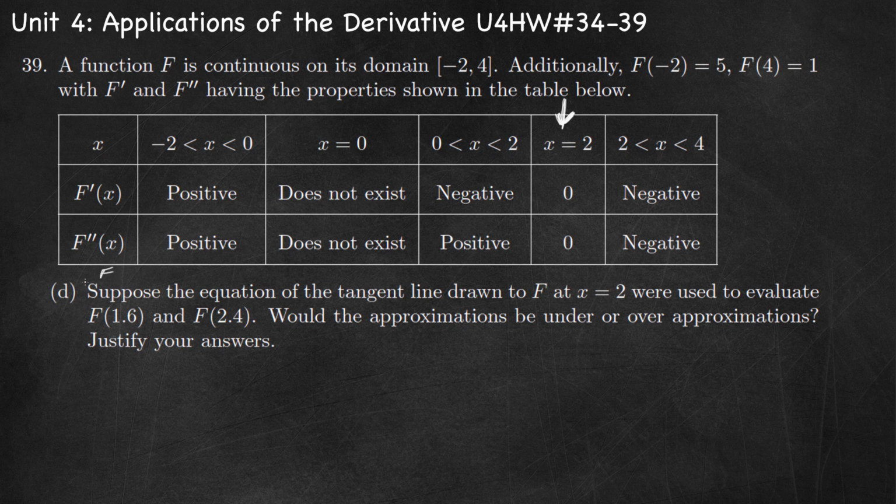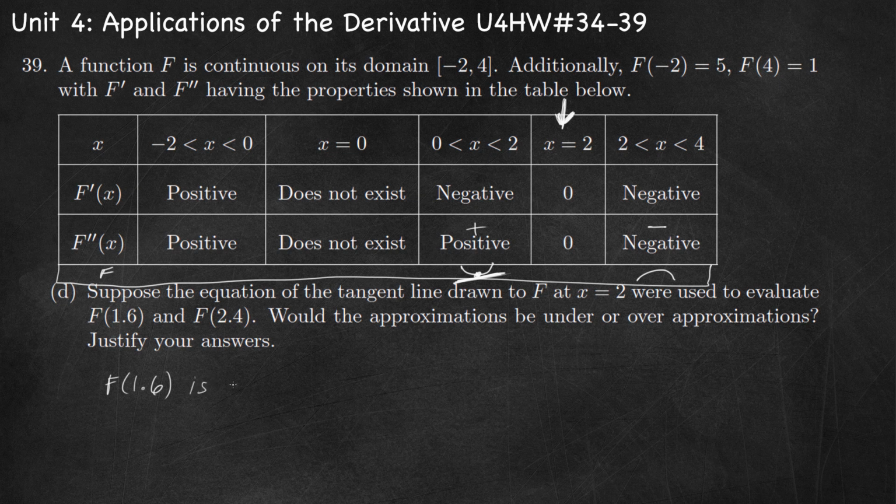So f, if I kind of add a little row here for f, f is going to be concave up just to the left of 2, and it's going to be concave down just to the right of 2, since our second derivative is positive to the left of 2 and negative to the right of 2. If the graph is concave up, that means the tangent line is below the curve. So when we're to the left of 2, the tangent line is going to give us an under approximation. So 1.6 is to the left of 2.